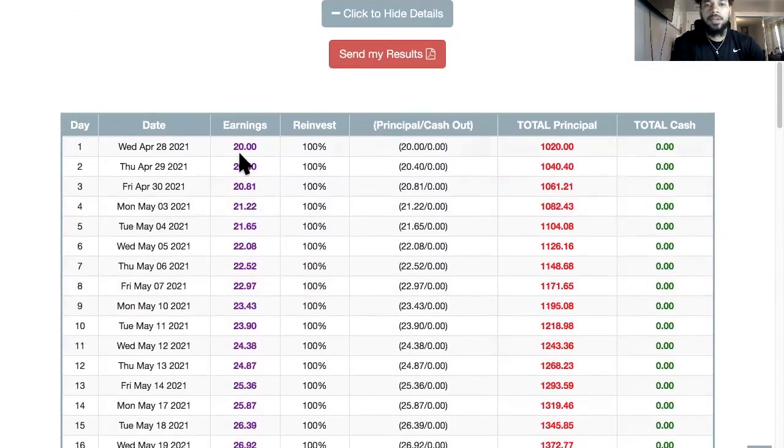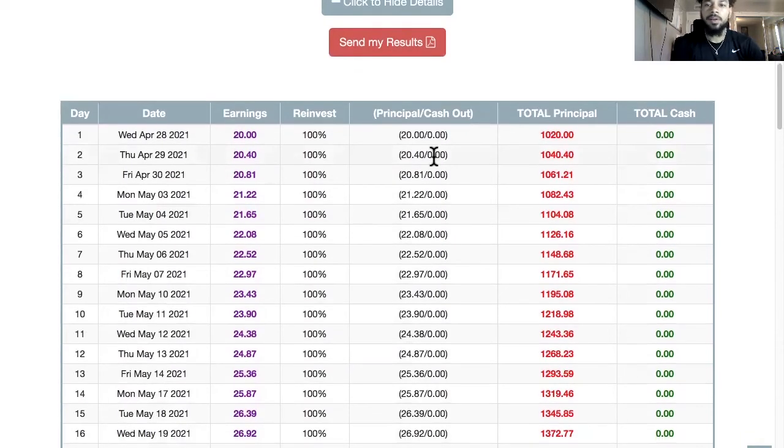It also gives you a breakdown that gives you your date, your earnings, reinvest percentage, principal, cash out, total principal, total cash. This is just a way for you to keep track of your growth and your goal, what you should be reaching every day in order to grow your account by 2%.